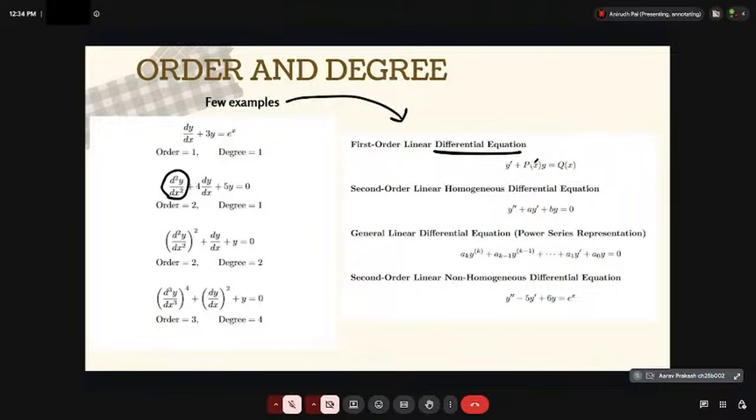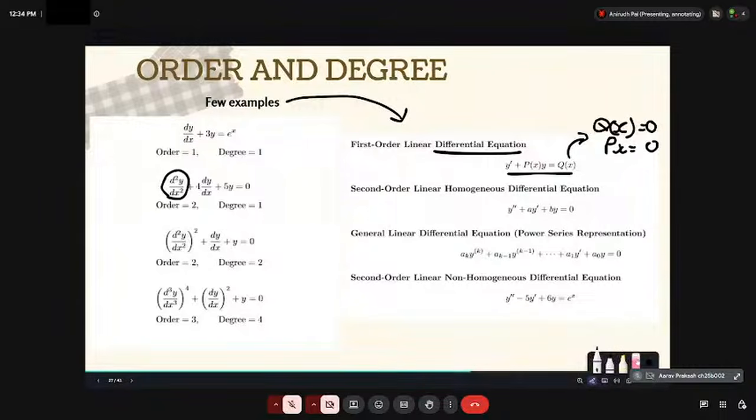So you have a function of x multiplied with y and another function of x. So it should be in this format. And q of x could also be 0. Even p of x could be 0. It is possible, but it's not always true. But still, that would be of the correct form of a first order linear differential equation.